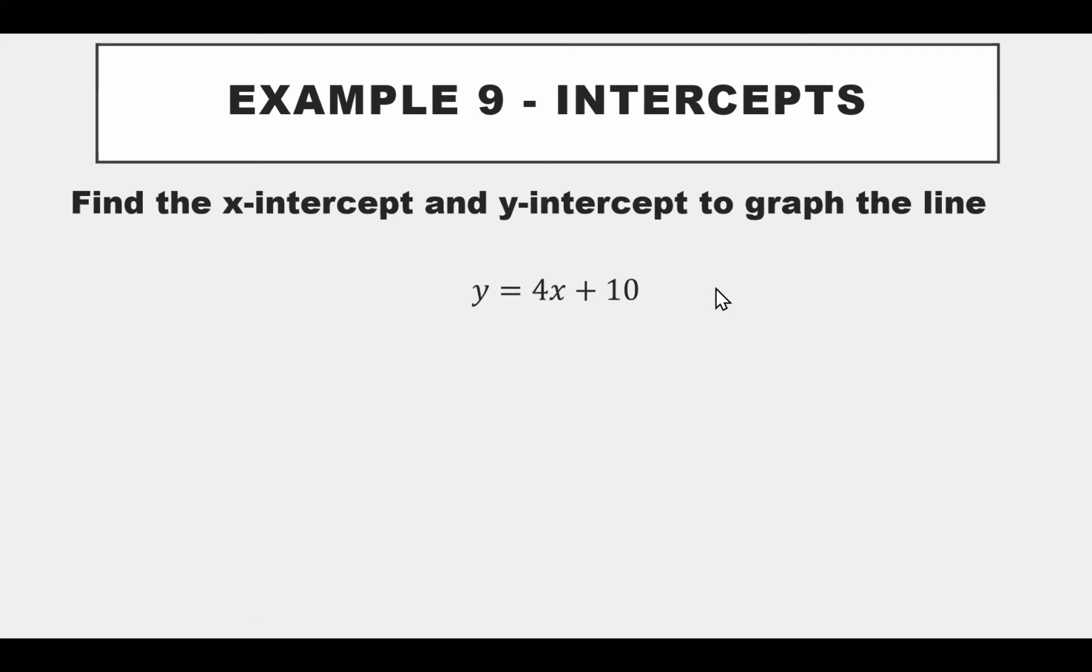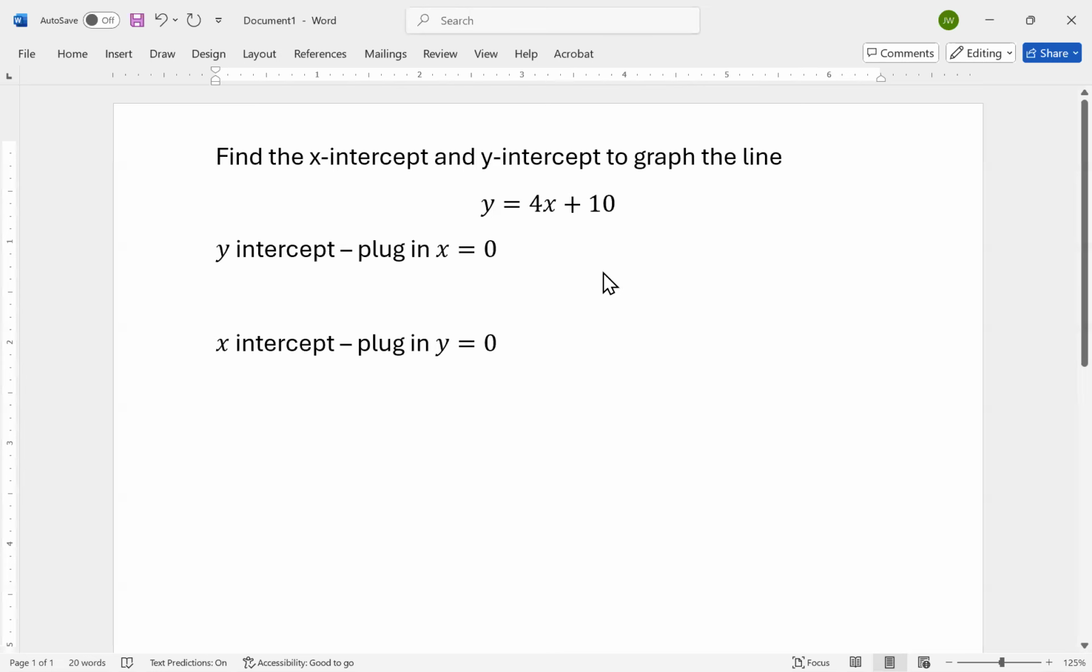Let's do another example where we find the x-intercept and the y-intercept and then use those 2 points to graph the line. Push pause on the video if you'd like to try this on your own. I'm going to do this one now.